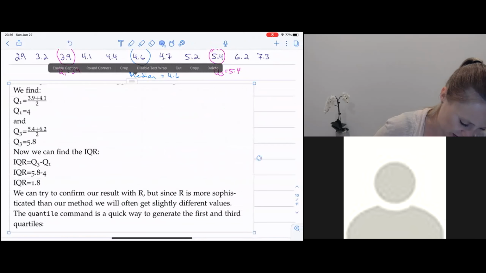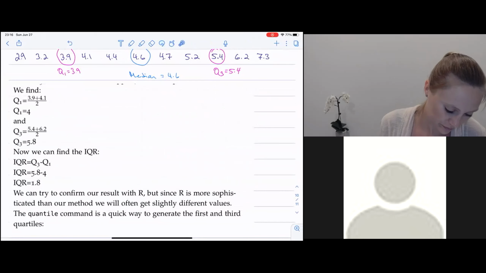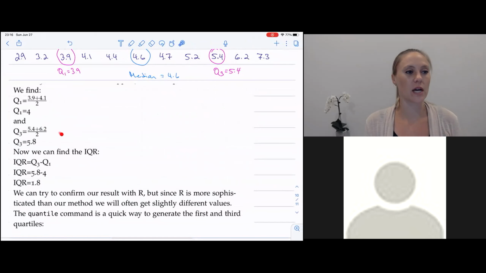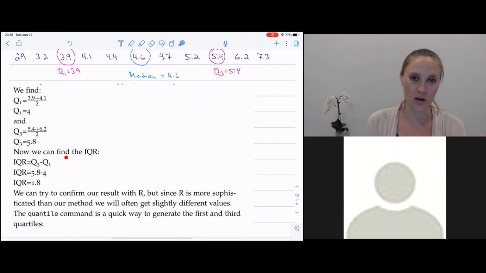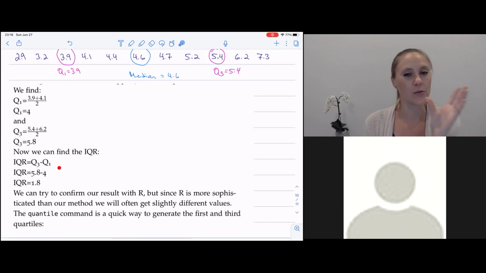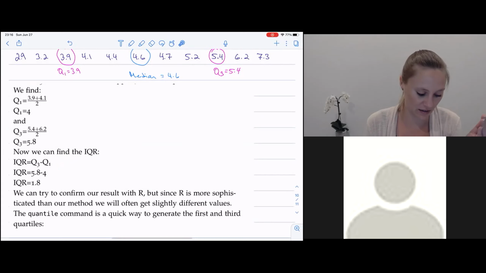I wanted it to not take up so much room, but that's okay. So we find these quartiles, and then we can find the interquartile range. The interquartile range, as we already saw on the formula sheet, is just Q3 minus Q1. Remember, it is the distance between the two quartiles. If you did Q1 minus Q3, you would get a negative number, and that's not very nice. To find the distance, you take the largest value minus the smallest value, and that's what we're doing.